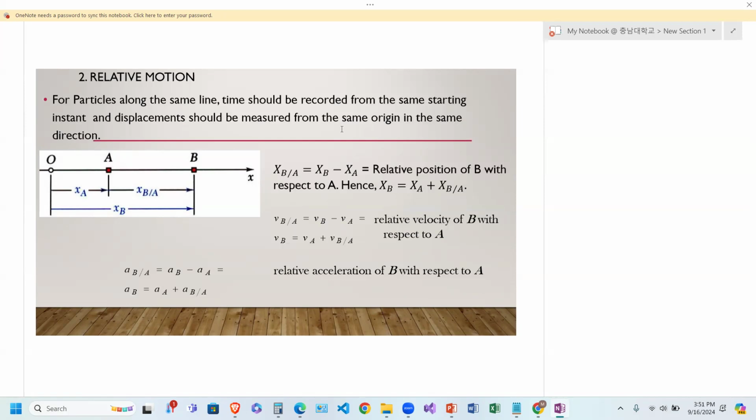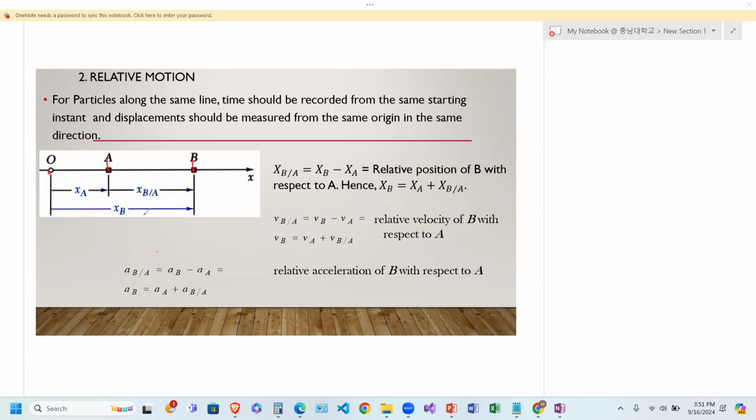We are going to see this in particles moving in a straight line, and we're also going to look at this in pulleys. But first we are looking at particles that are moving in linear motion, or in a straight line. So now we are going to consider particles. At this point we have our origin, starting point O, and this particle moves to point A here, as well as moves to point B.